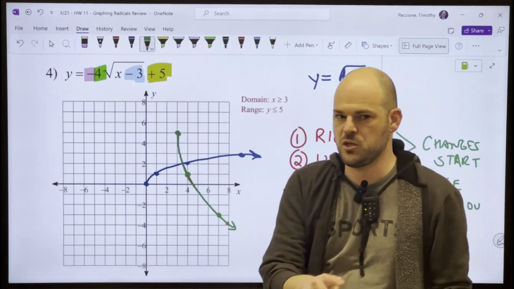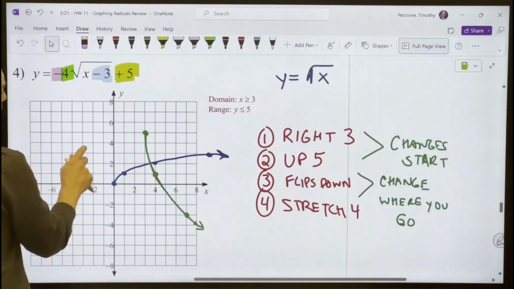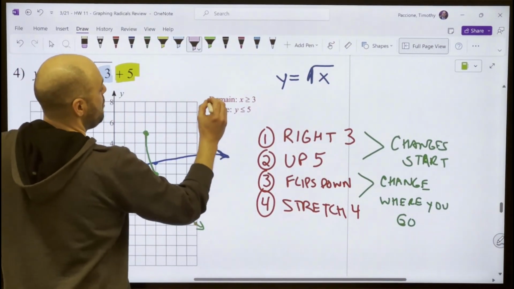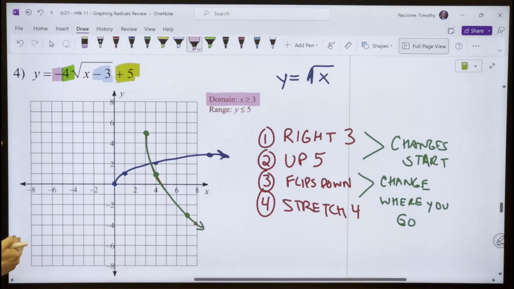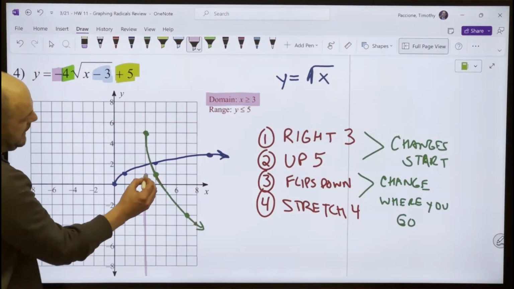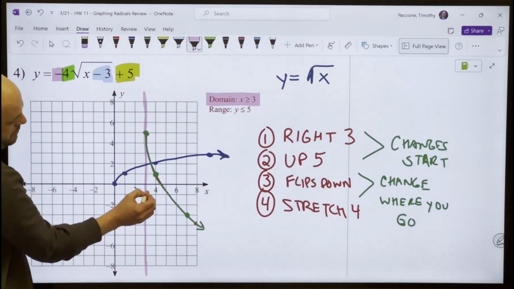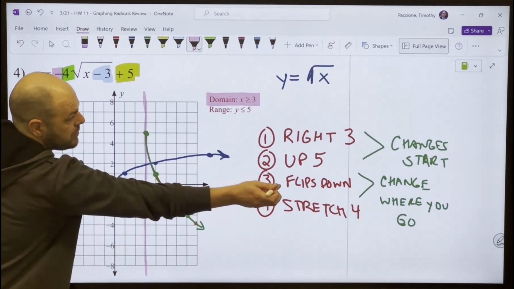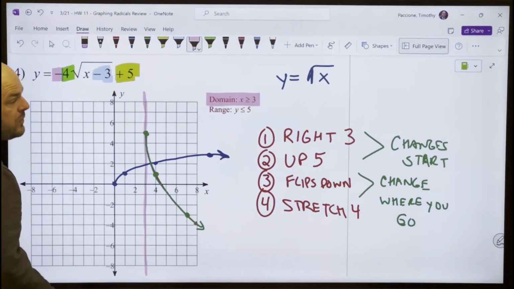All right, the other thing is domain and range, real quick. Here we can see our domain is x is greater than or equal to 3. What does that mean? Well, domain is your possible x values in your function. If we're looking at this green line, well, it begins when x is 3, right? Right here. And it goes forever. So x is greater than or equal to 3.